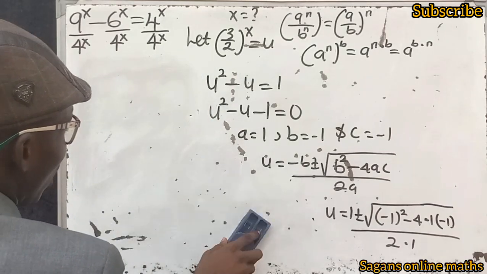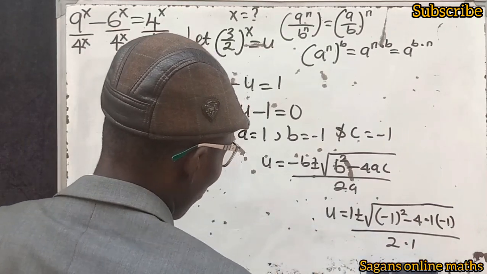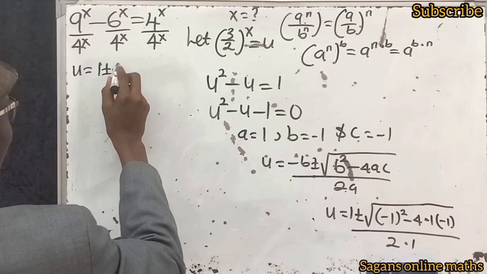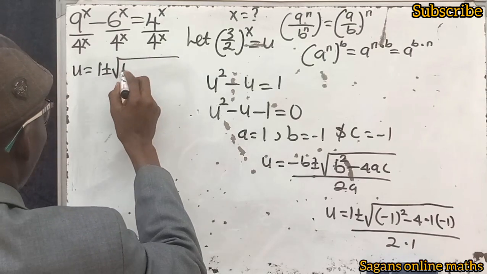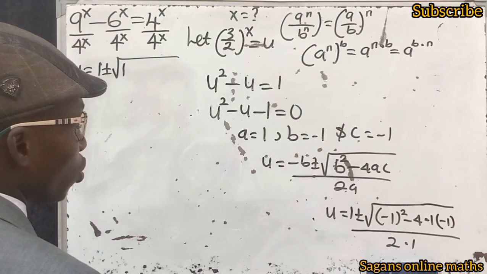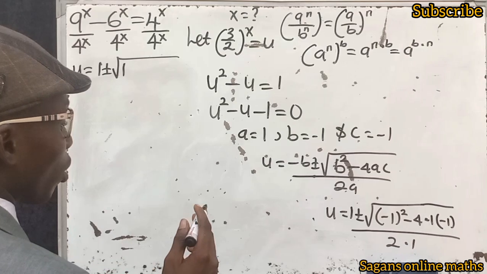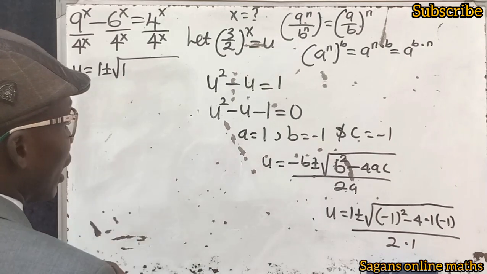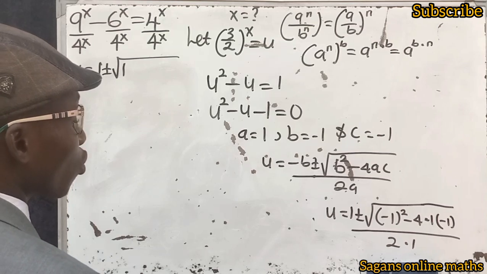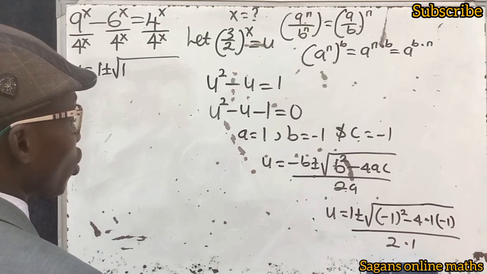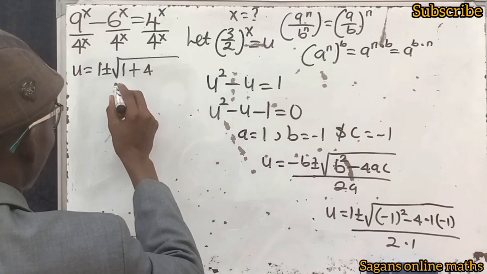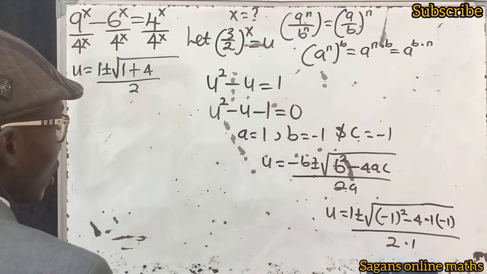Okay, now from here, that means our u will be equal to 1 plus or minus the square root of 1, because minus 1 to the power of 2, minus times minus, is 1. Then minus 4 times 1 is minus 4, and minus 4 times minus 1 is positive 4. Remember, minus times minus is positive. Divided by 2, because 2 times 1 is 2.